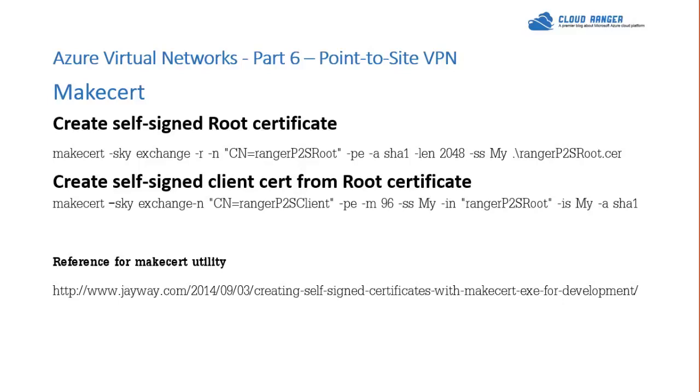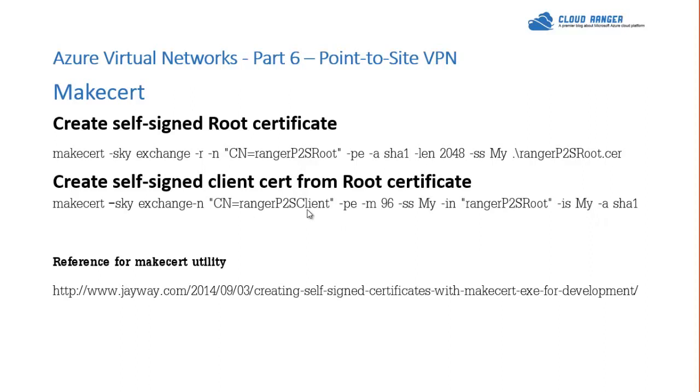And basically the command here shows, I'm not going to get into so much detail with the switches, but what this does is that the Makecert utility is creating a root certificate with Ranger P2S root as the name. And the second one is taking this Ranger P2S root certificate and creating a client certificate and saving that.